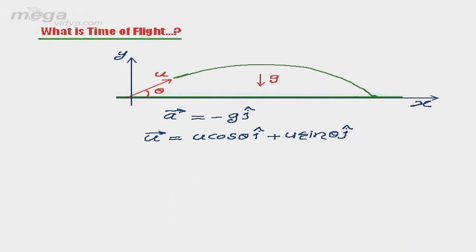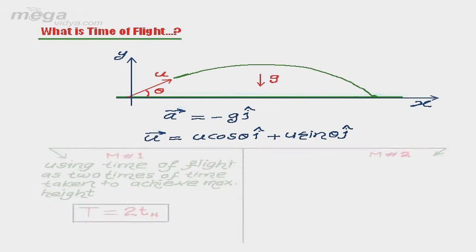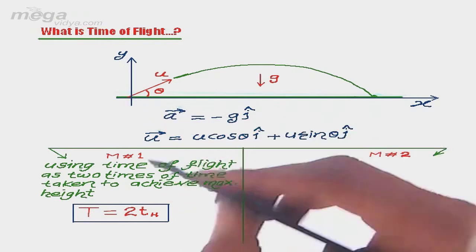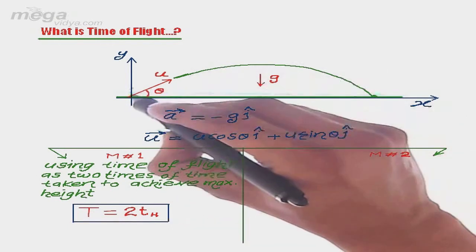Now we can get the time spent by this projectile in air in two different ways, either by using the first equation of kinematics or the second equation of kinematics. So to get the time of flight for this condition, I will follow two different paths. In the first method, time of flight is 2 times the time taken to achieve maximum height by this projectile, meaning the time in which the particle reaches its maximum height position.